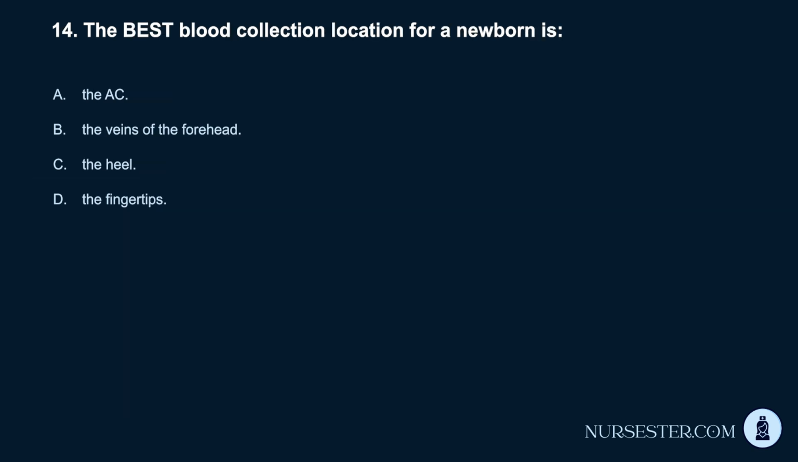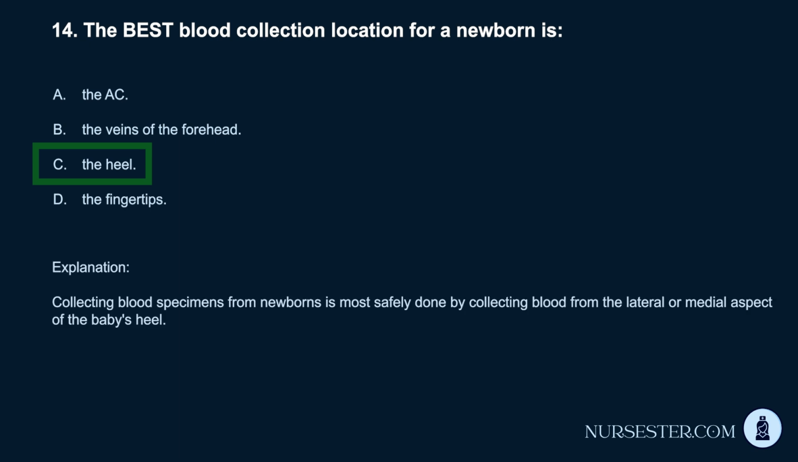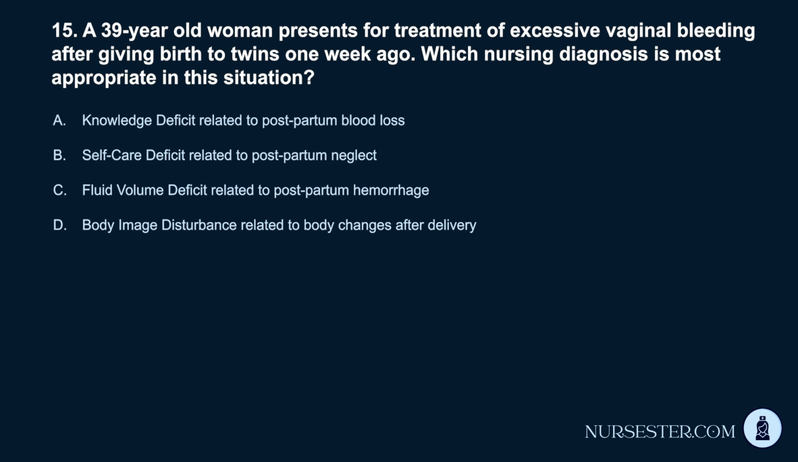14. The best blood collection location for a newborn is: A. The AC. B. The veins of the forehead. C. The heel. D. The fingertips. Correct answer, C. The heel. Collecting blood specimens from newborns is most safely done by collecting blood from the lateral or medial aspect of the baby's heel.